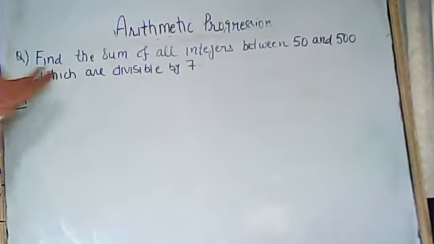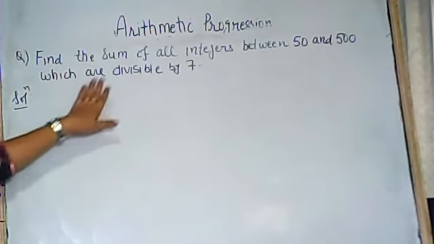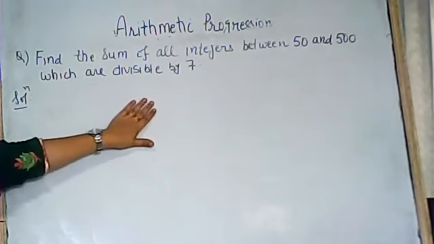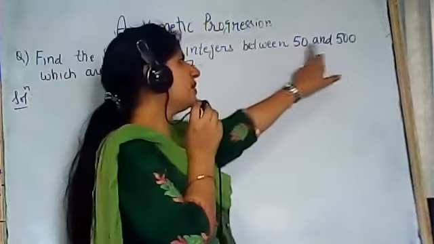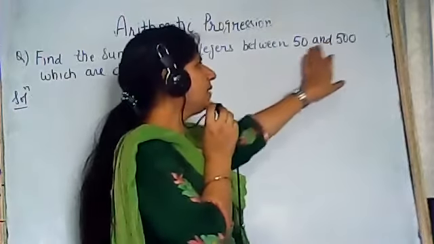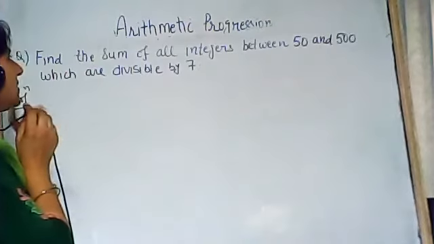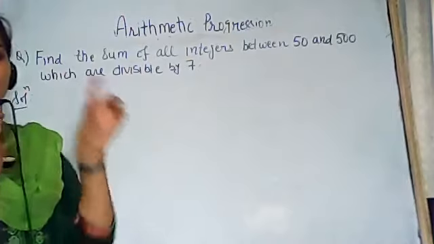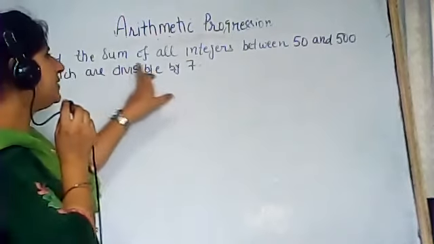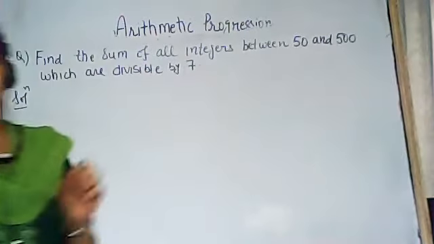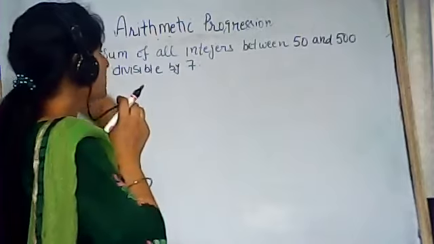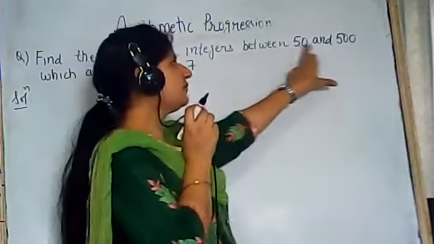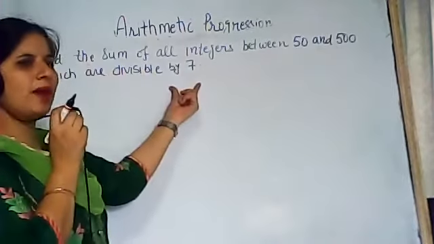So first of all, beta, please have a look at the statement. In this case, the sequence or series is not given in the statement. We have given a condition that there are two numbers, 50 and 500. Among these two numbers, we have to consider only the sum of those numbers which are divisible by 7. So what is our step number 1? We have to construct a series. In that series, we will consider only those numbers between 50 and 500 which are divisible by 7.